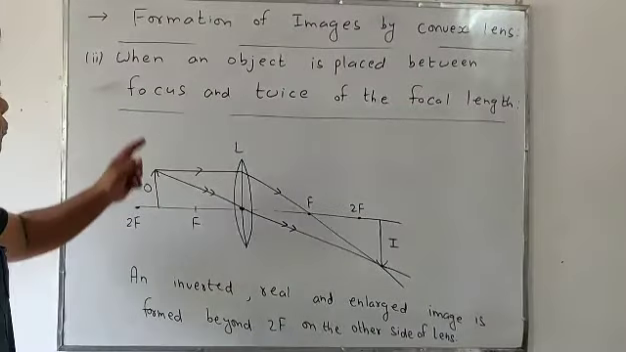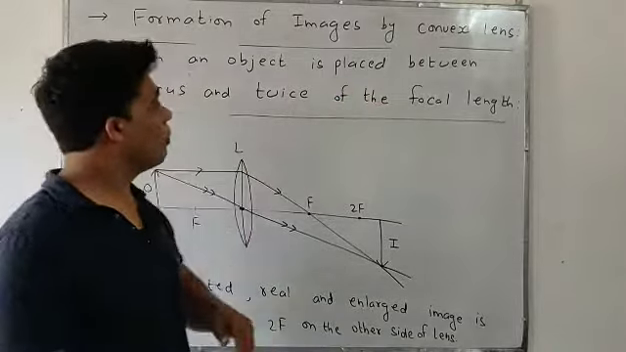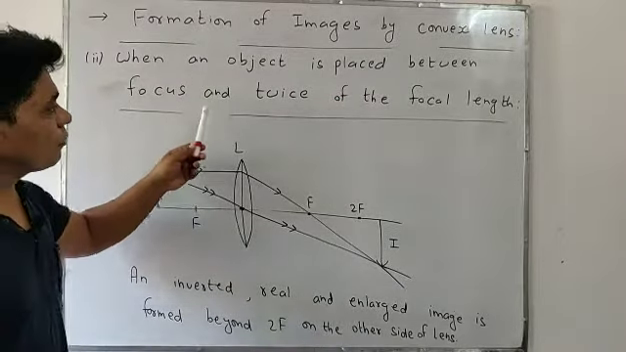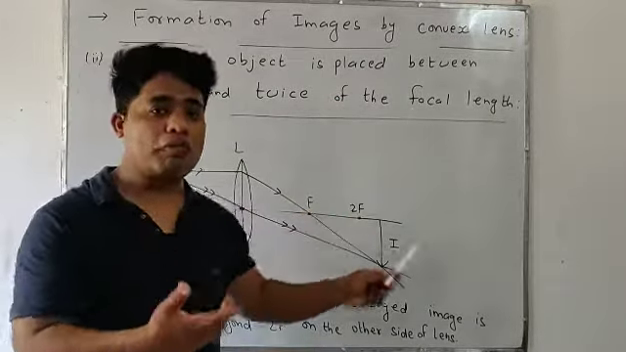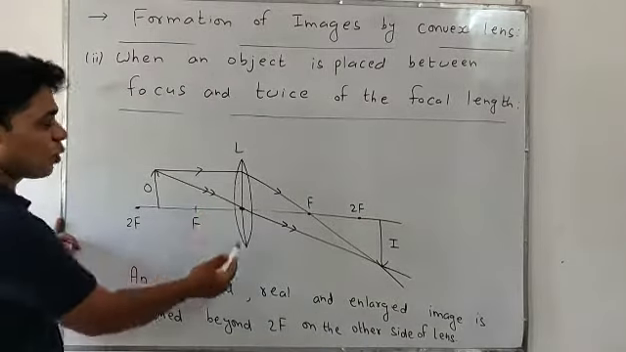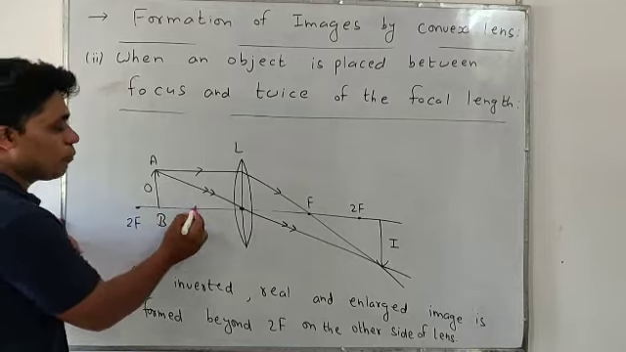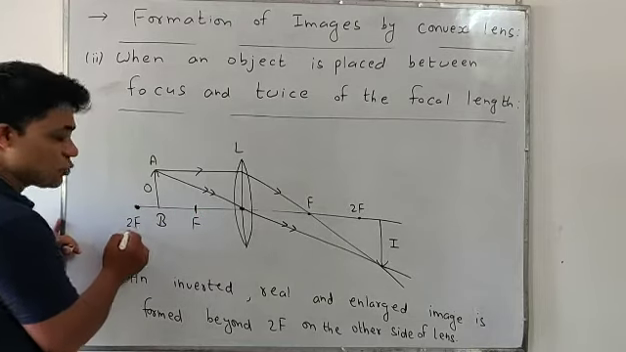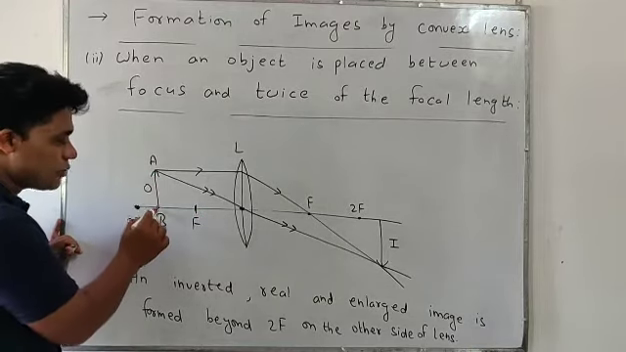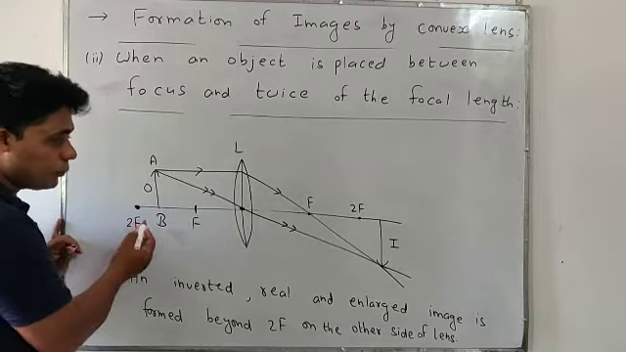Students, case two: when an object is placed between focus F and twice the focal length 2F. Look at students, that is the lens, the convex lens. Let AB be the object. This is the principal focus, and that is twice the principal focus. The object is placed between F and 2F.